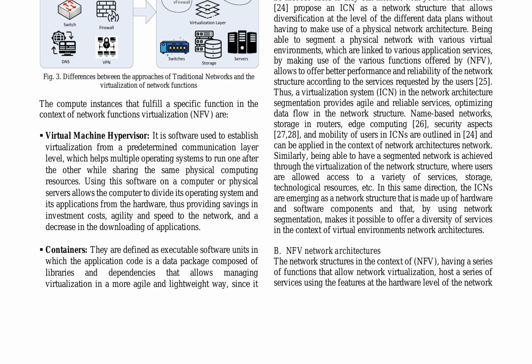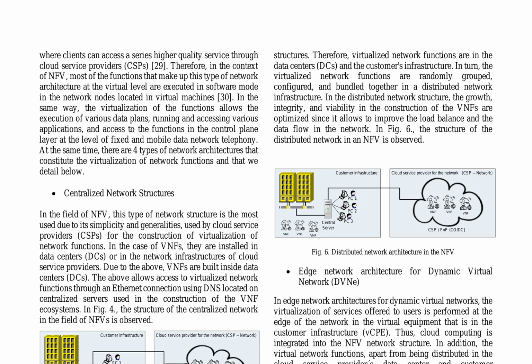Compute instances that fulfill specific functions in NFV include virtual machine hypervisors, containers, and virtual machines, VMs. Virtual network functions, VNFs, run within VMs or containers. Segmentation of the network through virtualization techniques provides better support for performance and functionality in network structures. NFV network architectures include 4 types: centralized, decentralized, distributed, and edge network architectures for dynamic virtual networks, DVNA.